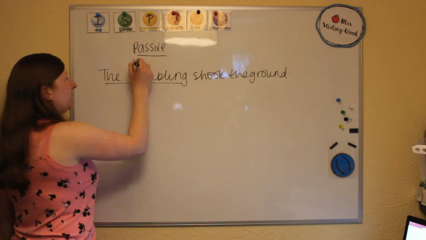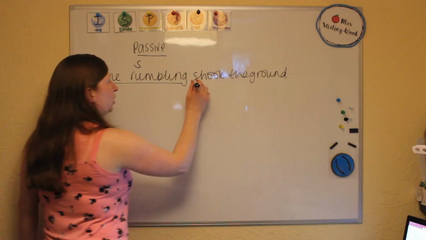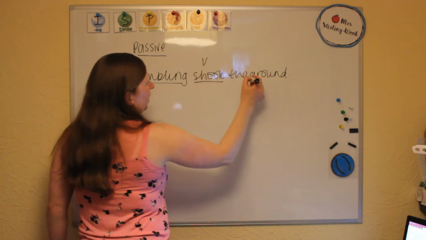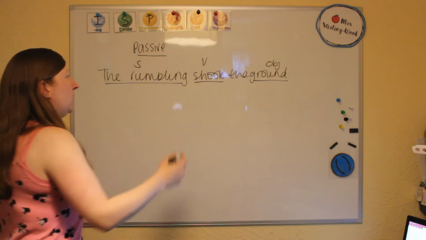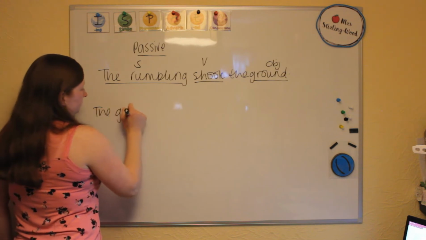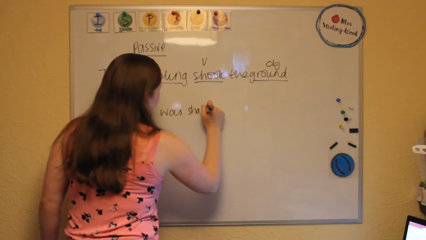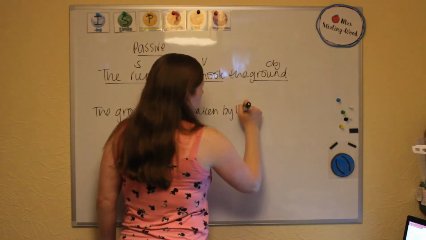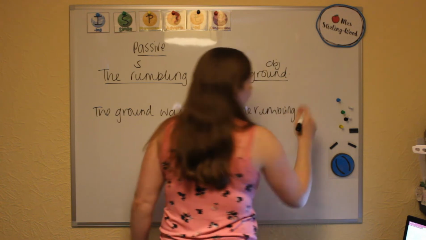The rumbling here is our subject because it's the thing that is making the action happen. Shook is our verb, and the ground is the object, it's the thing being affected by the verb. We're going to flip it. We're going to put the ground at the beginning. The ground was shaken by the rumbling. So like an earthquake or something.